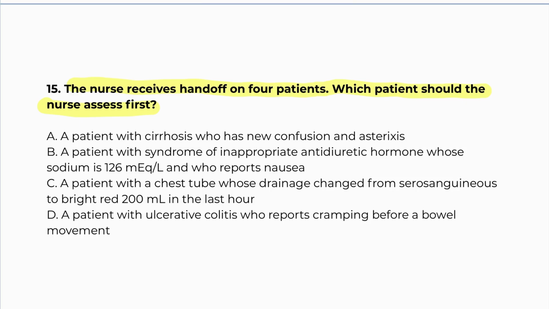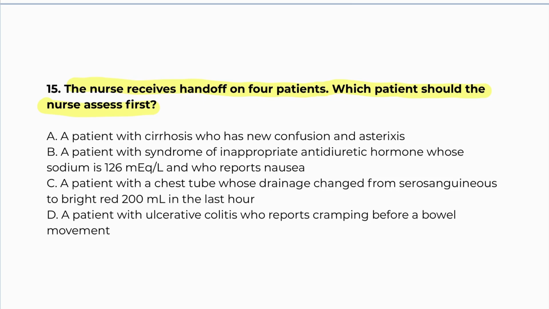there you go. Can you hear that? There you go. So which one did you choose? A, B, C, or D? A patient with cirrhosis who has a new confusion is asterixis. So there are two answers here that are really the priority. But which one do you think is going to crash fastest?